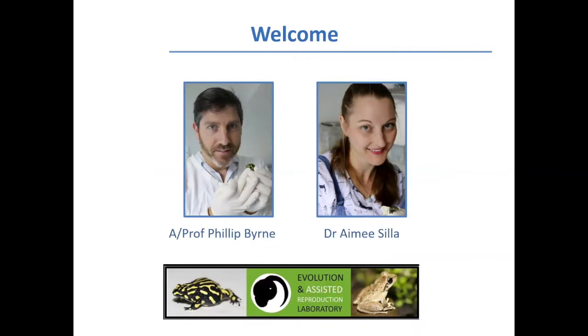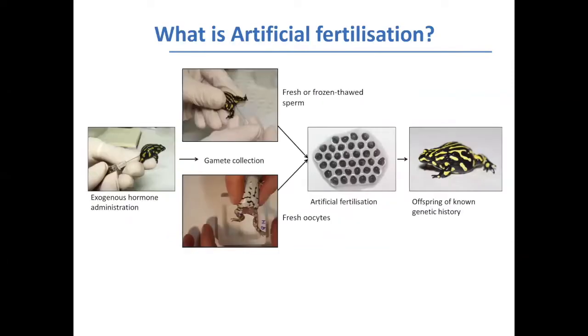I'm Phillip Byrne, and together with Dr. Aimee Silla, I run the Evolution and Assisted Reproduction Laboratory at the University of Wollongong, Australia. In this webinar, Dr. Silla and I will be discussing the use of artificial fertilisation in the genetic management of threatened anurine amphibians, with a focus on managing genetic variation. So what is artificial fertilisation?